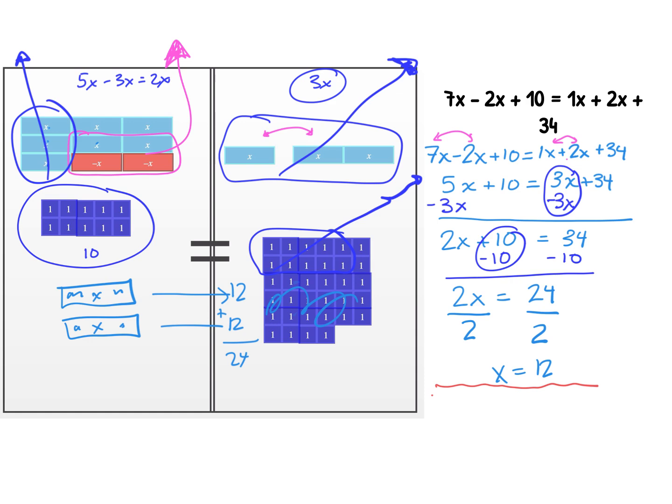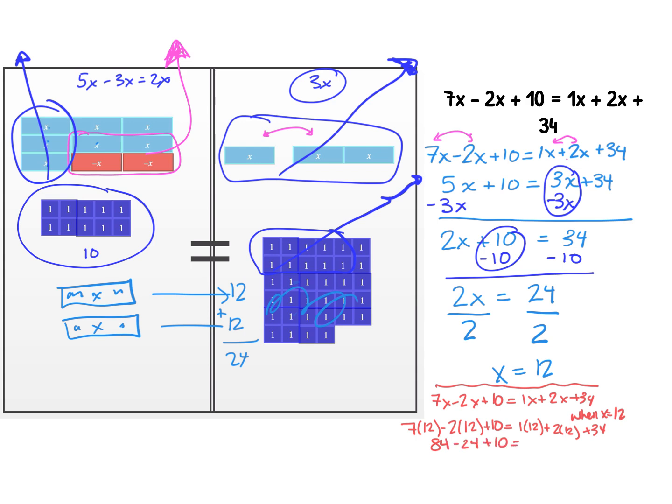So we're going to have 7x minus 2x plus 10 is equal to 1x plus 2x plus 34. And that is going to be, hopefully, when x equals 12. You have to write the original equation down. So 7 times 12 minus 2 times 12 plus 10 is equal to 1 times 12 plus 2 times 12 plus 34. So 7 times 12 is 84, and then 2 times 12 is 24 plus 10.